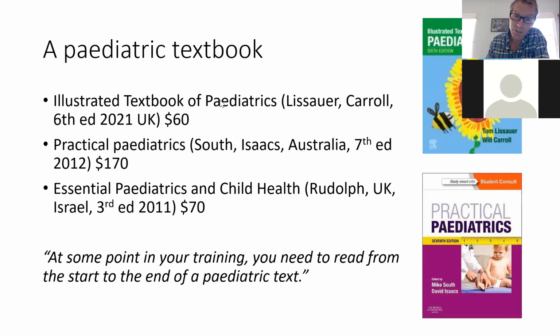The first one is the Illustrated Textbook of Paediatrics, and I think this is probably the best. It's the best one because it's the cheapest one, and it's the most up-to-date one. This is from the UK, and I looked just this week, and it's only 60 Australian dollars. So that's a pretty good price. You can buy that through Booktopia or Amazon or those online bookshops. There are many ways to buy it.